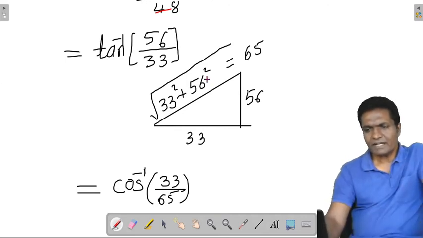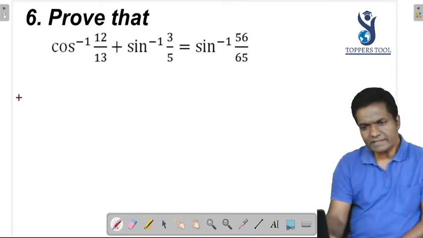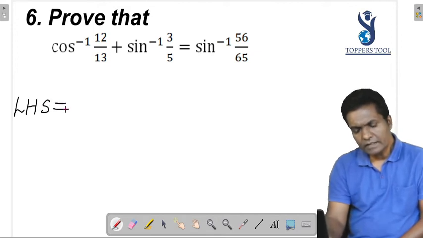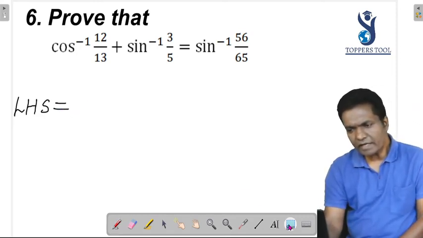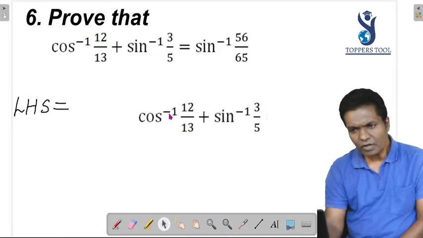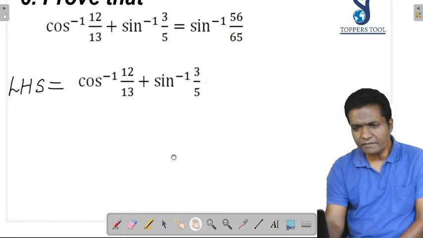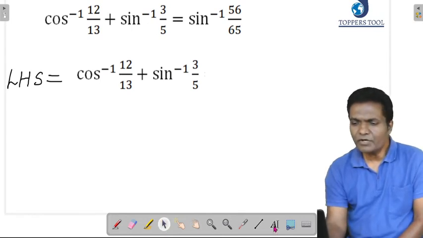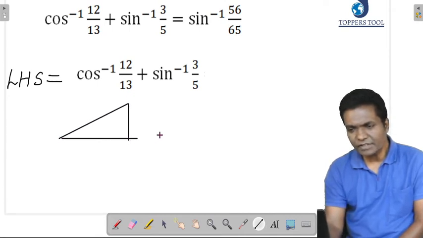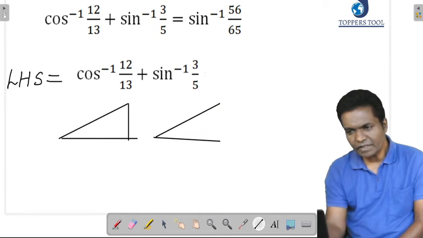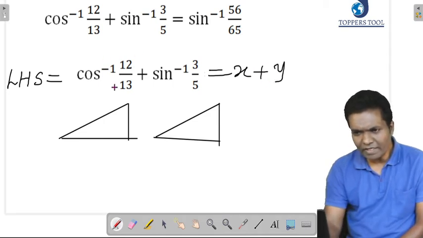Okay, so this is one way of doing. Let's have another example. This one. Consider LHS is equal to cos inverse of 12 by 13 plus sin inverse of 3 by 5, as usual. So this is your LHS. Now you need to express both of these in terms of tan. Let me draw a right angle triangle for these two. I consider one of them is x and the other is y.